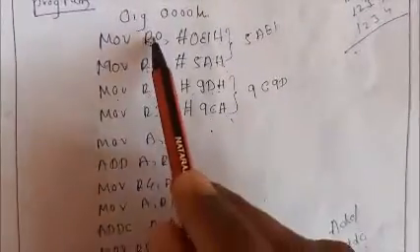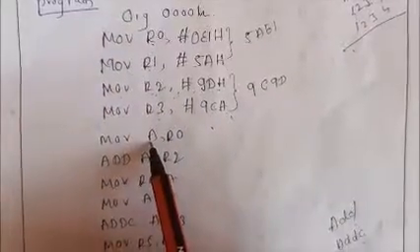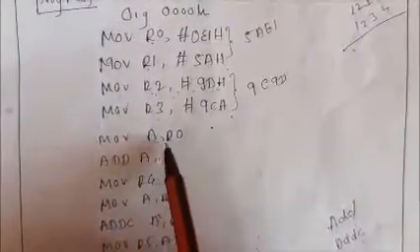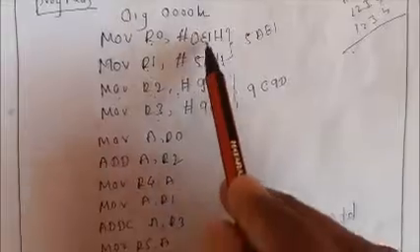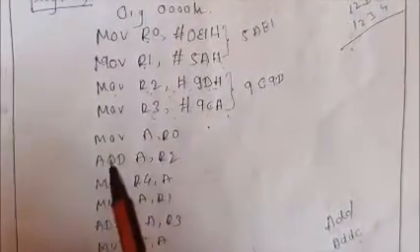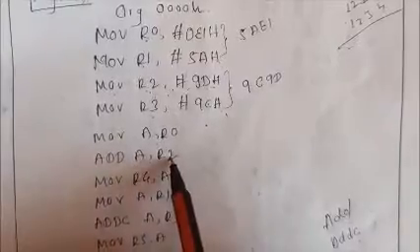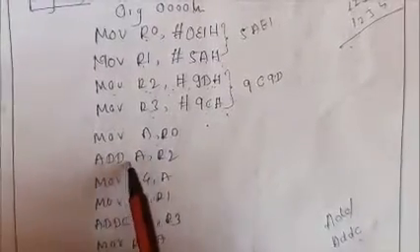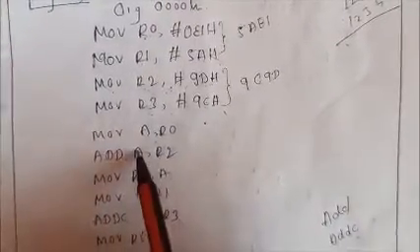So how to write the instruction? Just load R0 into the accumulator. So how to load? MOV A, R0. That means this 0E1H is loaded to accumulator A. Next line, ADD A, R2. That means addition between the content of accumulator and R2.